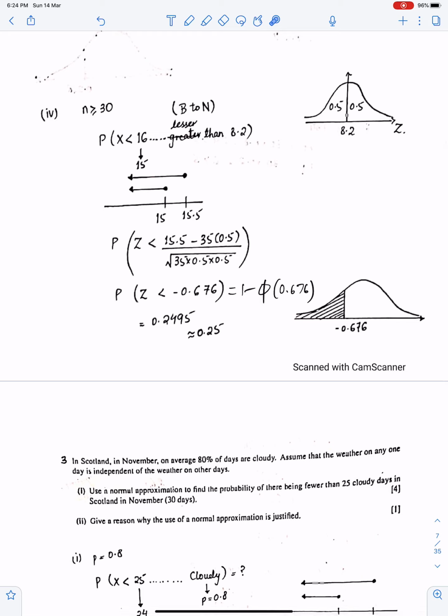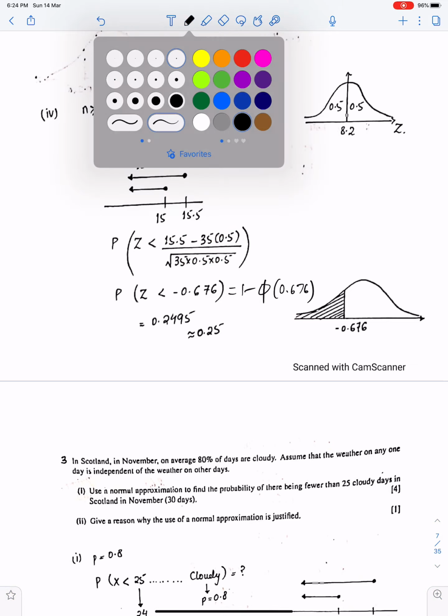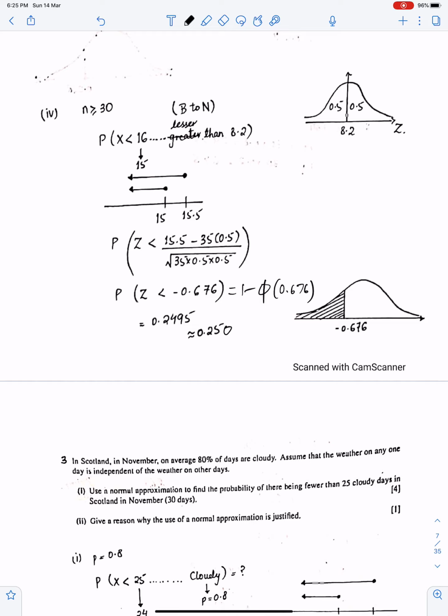So n is greater than or equal to 30 and P is 0.5. Therefore, fewer than 16 means less than or equal to 15. This is the first possible integer value on the number line. So according to the upper bound, this will become 15.5. So this is 15.5, this is NP, this is NPQ, and this is the final answer, to 3 significant figures.